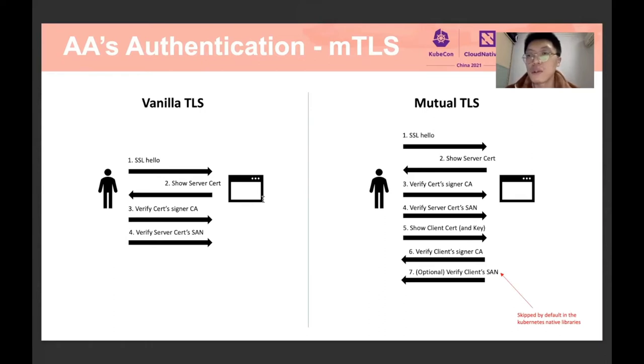And as for the mutual TLS, in addition to vanilla TLS, the mutual TLS has another round of verification, which is that the server will also verify the client certificates from the clients. So there's a trusted authority in memory inside of servers. The server is supposed to reject any request that doesn't have the client certificates signed by that CA. So this is basically how the mutual TLS works. In the end, there's also an optional step of verifying the client's SAN, but actually in the Kubernetes native libraries, it's skipped by default.